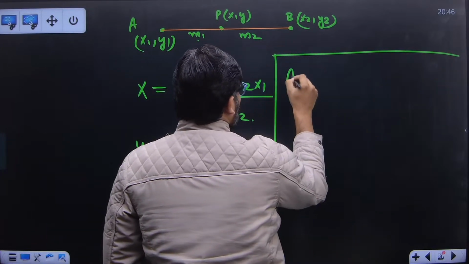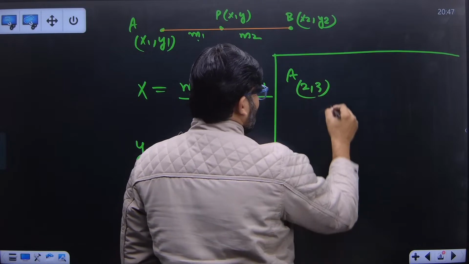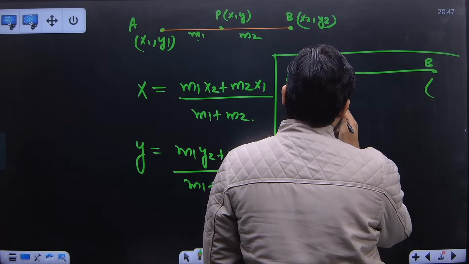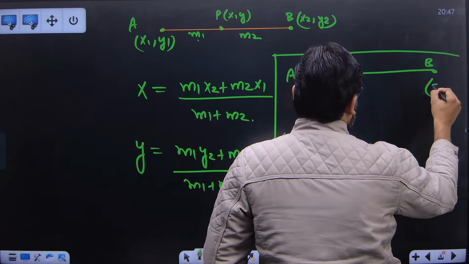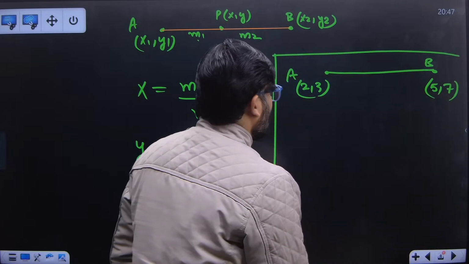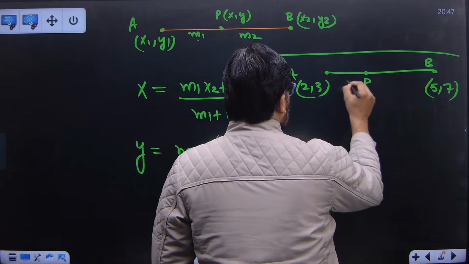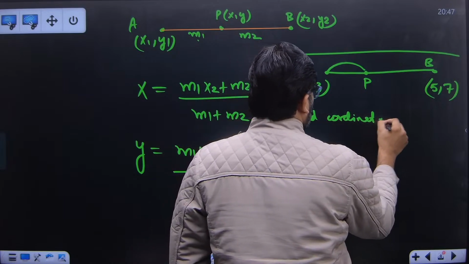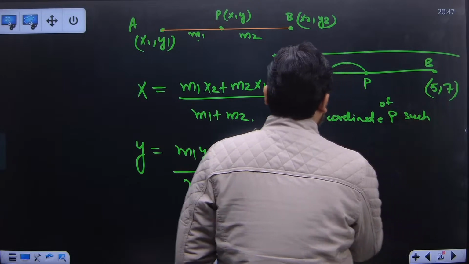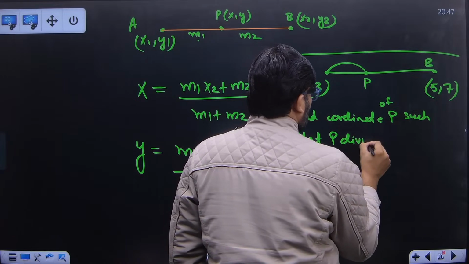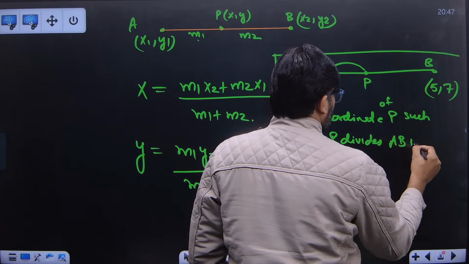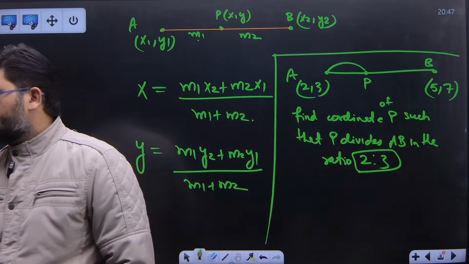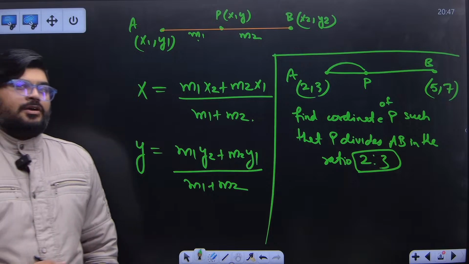Let us say that there is a point A, 2 comma 3. And then there is another point B whose coordinates are, let us say, 5 comma 7. I am asking you to find a point P. You have to find the coordinate of P. The question is, find the coordinate of P such that P divides AB in the ratio 2 is to 3. This is your question. You have to find the point P which lies on AB.